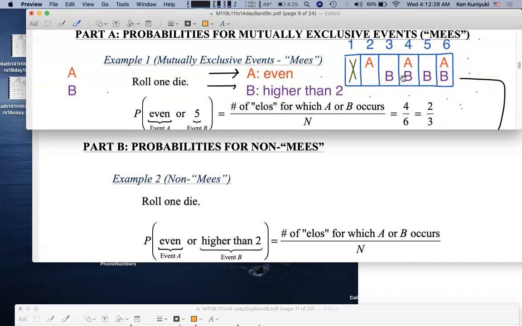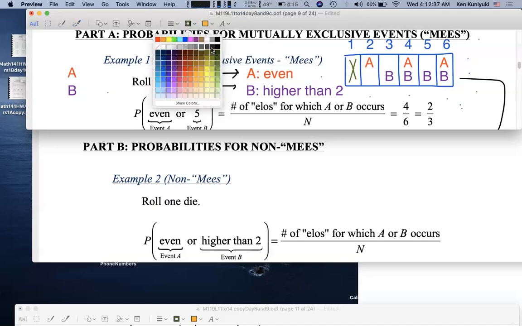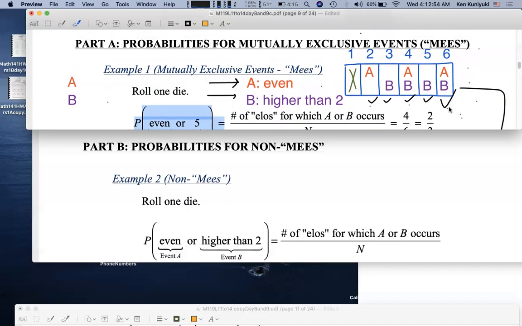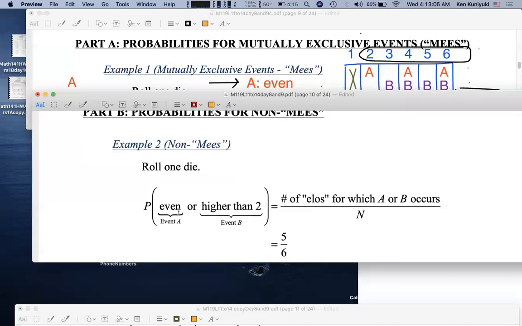Okay, so for how many of these die rolls do we get A or B occurring? Well, neither occurs if a 1 is rolled, but if a 2 is rolled, if a 3 is rolled, if a 4 is rolled, if a 5 is rolled, if a 6 is rolled, then A or B, or both, will be occurring. So for 5 of these 6 ELOs, A or B will occur, which means that the probability of A or B occurring is 5 over 6.